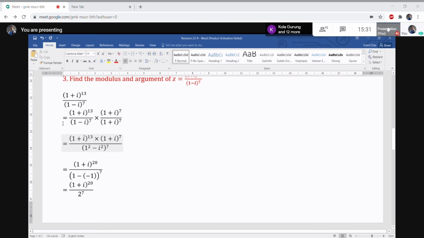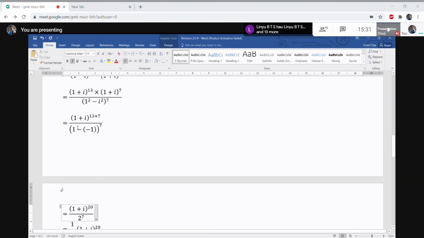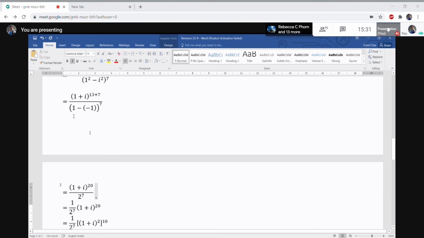And the numerator, what is the numerator? Look, we have 1 plus i to the power 13 plus 1 plus i to the power 7. So the bases are same, the powers will be added. So it is 13 plus 7, that is 20. And in the denominator I'm replacing the i square value, which is minus 1. So in the numerator we have 1 plus i to the power 20. In the denominator, what do we get? 1 minus minus 1, 1 plus 1, that is 2.